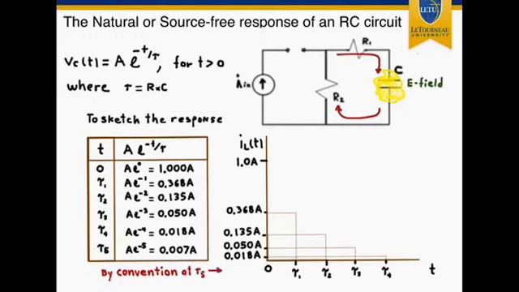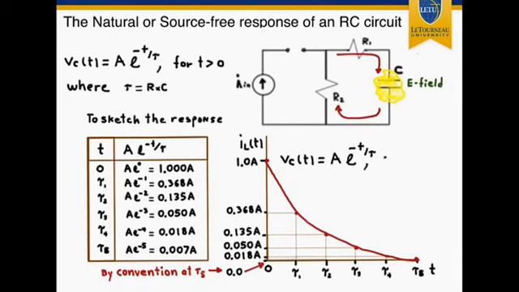By convention, at 5 time constants, V sub c of t is going to 0. And then with these points, we can sketch the graphical response of V sub c of t for t greater than 0, and we can see that it looks like a decaying exponential.